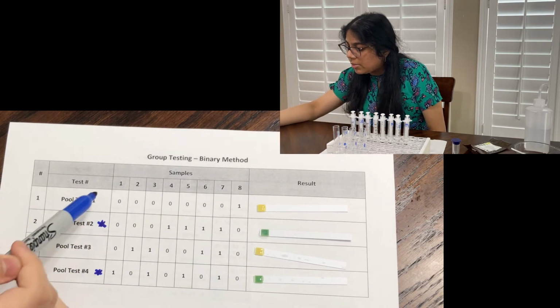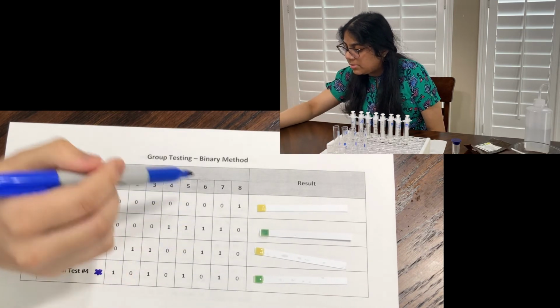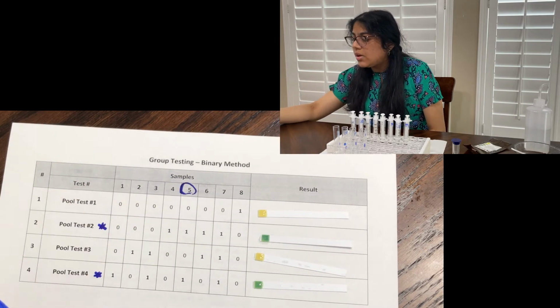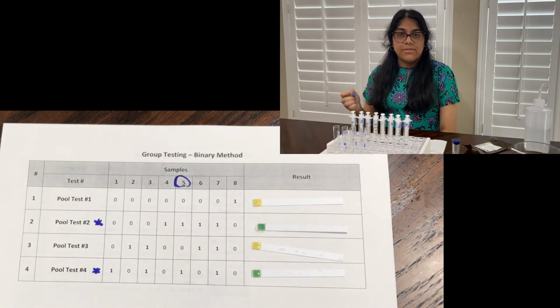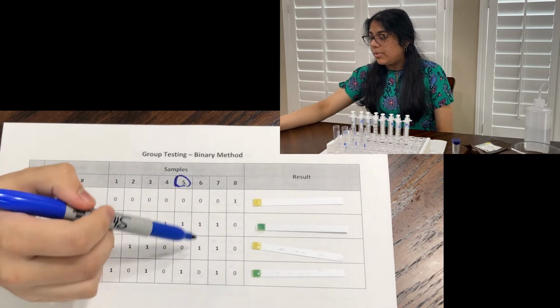So I'm going to look through them. Well, that seems to be sample number 5. So sample number 5 was the infected sample in this case, and we were able to look at the binary in order to tell us that.